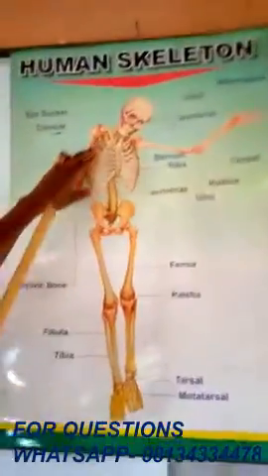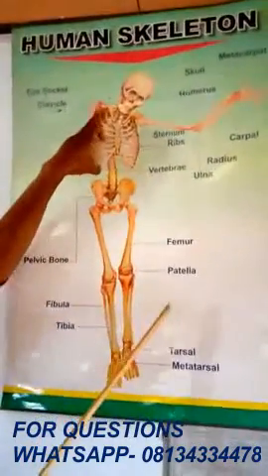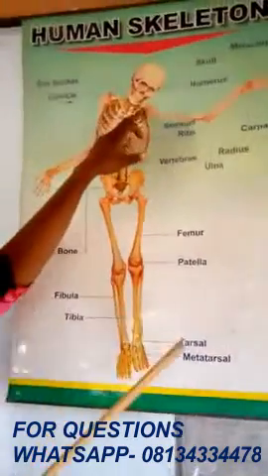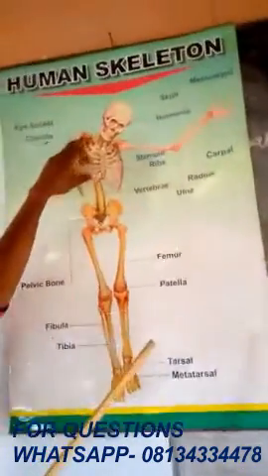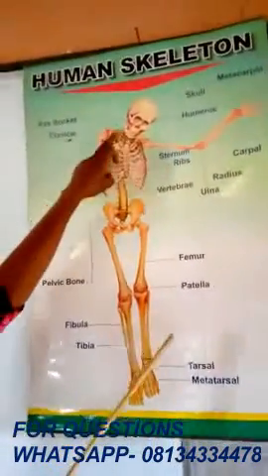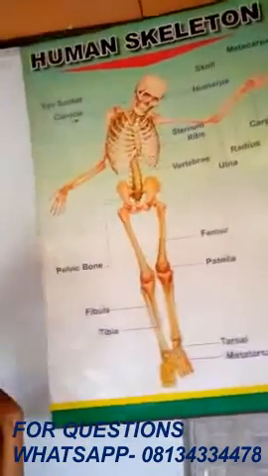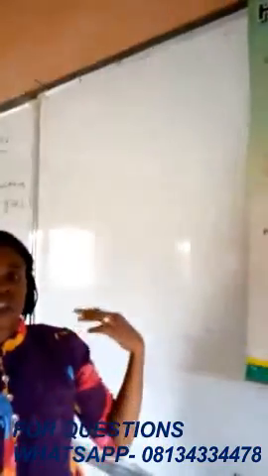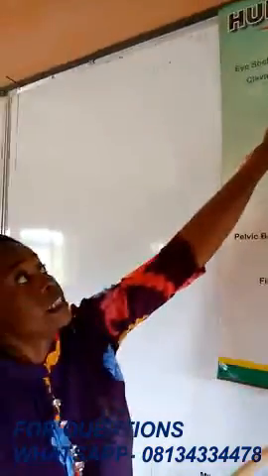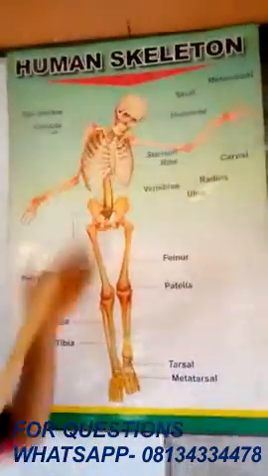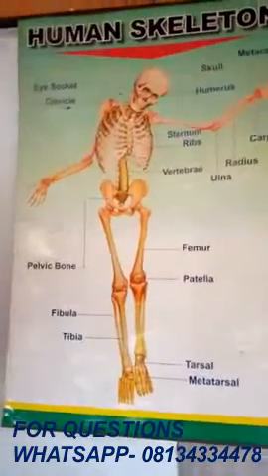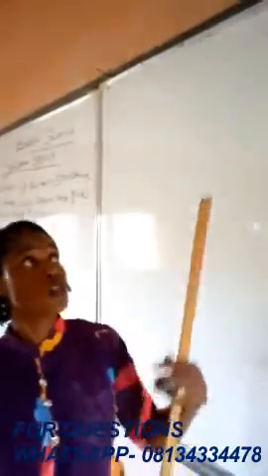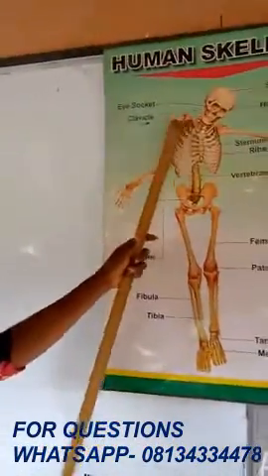Now, this girdle here is called the pectoral girdle or shoulder girdle. And the bones that form this girdle are the clavicle, or collarbone. That is the top here. The clavicle or collarbone, and the scapula or shoulder blade. Look at it here. These are the two bony structures that form the pectoral girdle.